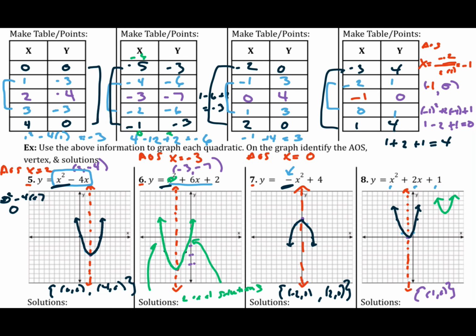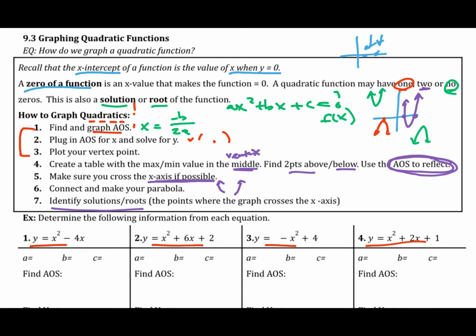So the key ideas in this section, let's go back and review what we did in this section. The goal of this section was to be able to graph a quadratic function. And how did we do that? We first found the axis of symmetry, the opposite of b over 2a. We then plugged that in to solve for our y value to find our vertex. That's just a review from 9.2. We then graphed both of those things.